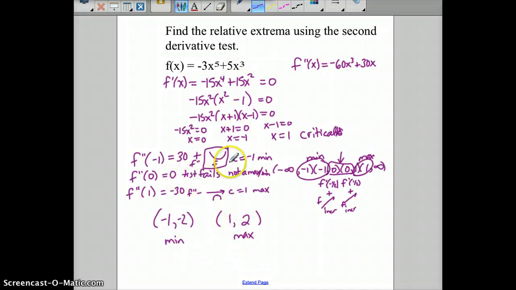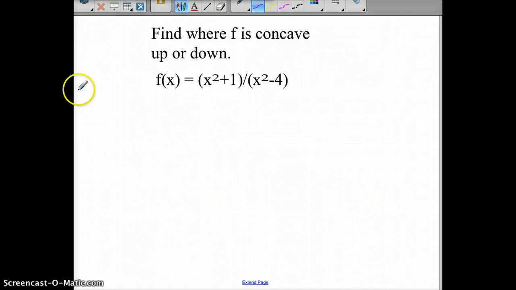0 is just a point on the graph where maybe it changes concavity or something weird happens, but it's not a min or a max because it increases and increases. Increases on both sides of 0. Okay, again, if you want to find where something's concave up or down, just to review, we have to take the derivative.